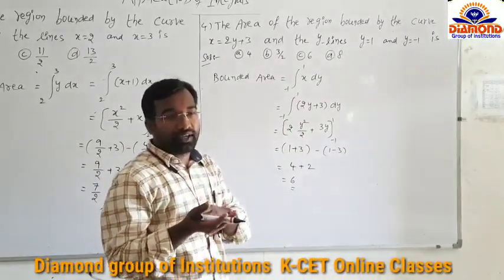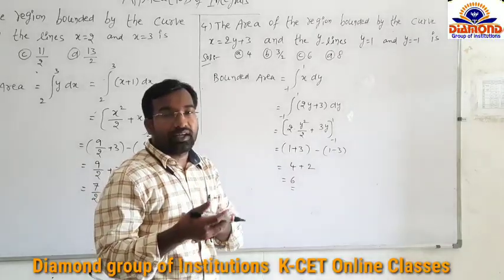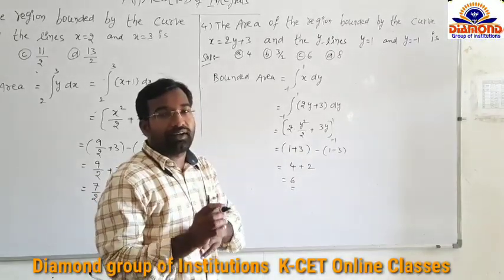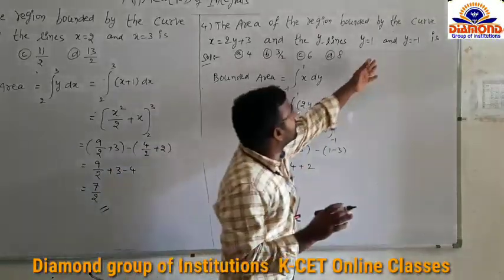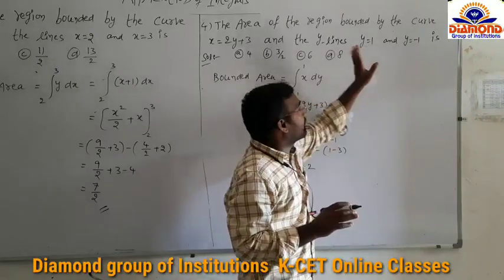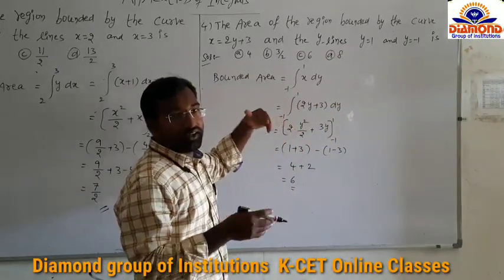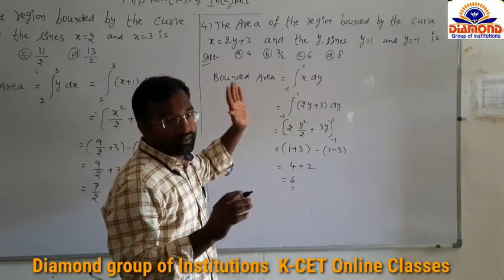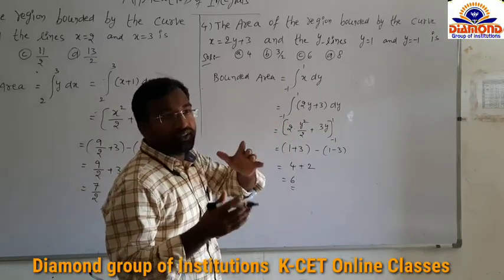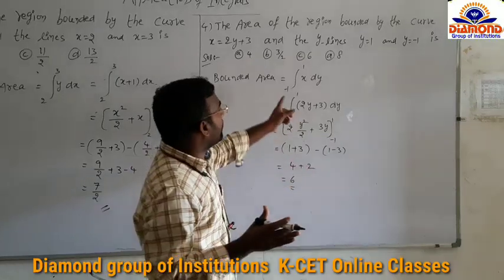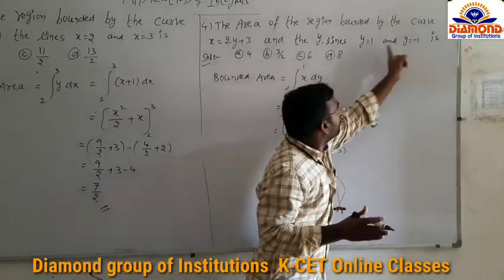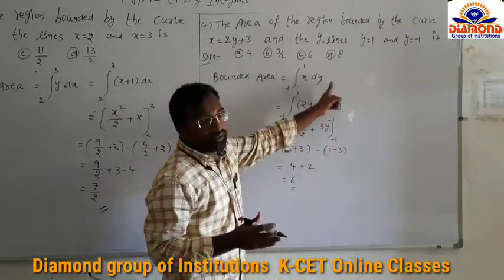With respect to the y axis. If you find the area with respect to the y axis, the y limits are compulsory. So here the y limits are given, minus 1 to 1, you can take. So for the bounded area, the second type. What is the second type of integration? It is the integral of x dy, where x is a function in terms of y. So you can take the integration limits as minus 1 to 1, the integral from minus 1 to 1 of x dy.